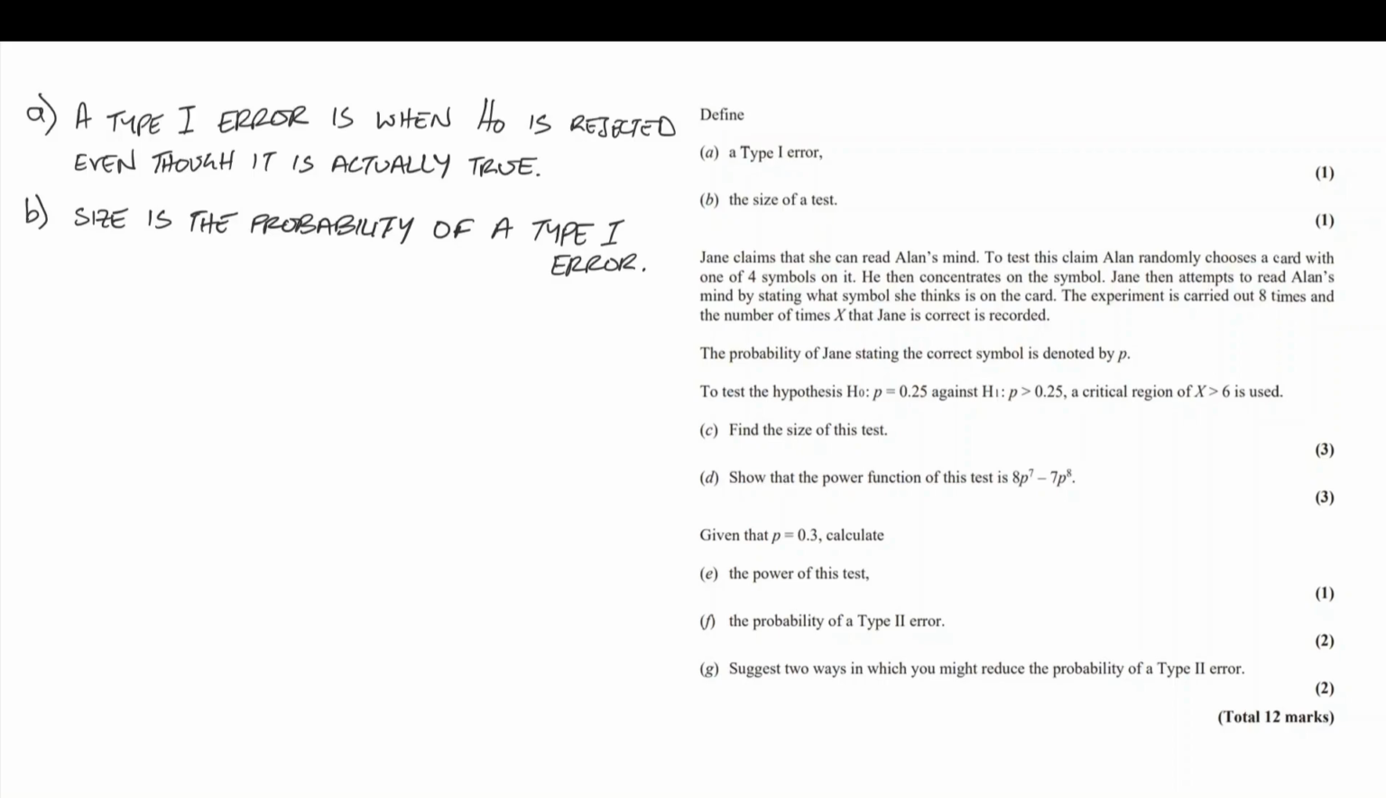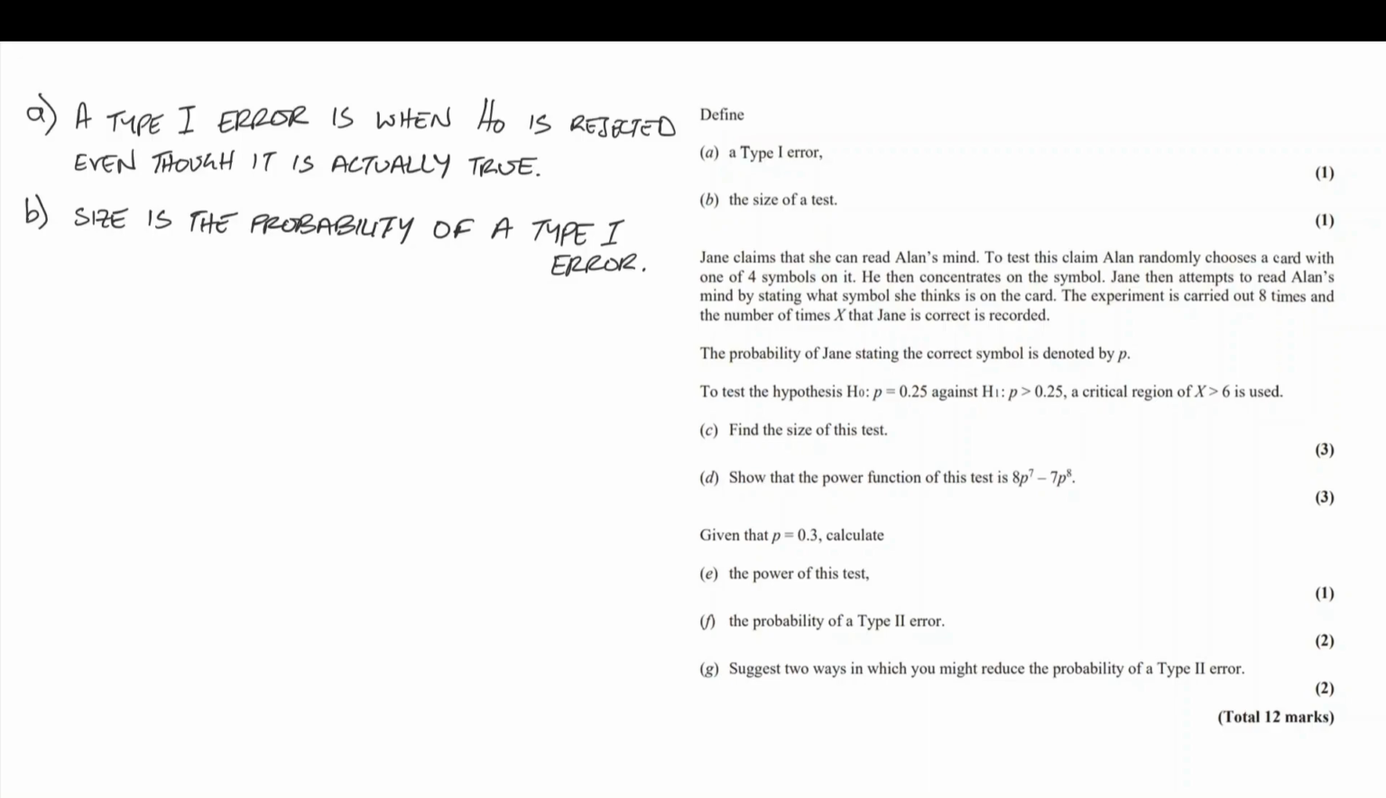The question goes on to tell us that Jane claims that she can read Alan's mind. To test this claim, Alan randomly chooses a card with one of 4 symbols on it. He then concentrates on the symbol. Jane then attempts to read Alan's mind by stating what symbol she thinks is on the card. The experiment is carried out 8 times, and the number of times, this is going to be X, that Jane is correct is recorded. The probability of Jane stating the correct symbol is denoted by P.